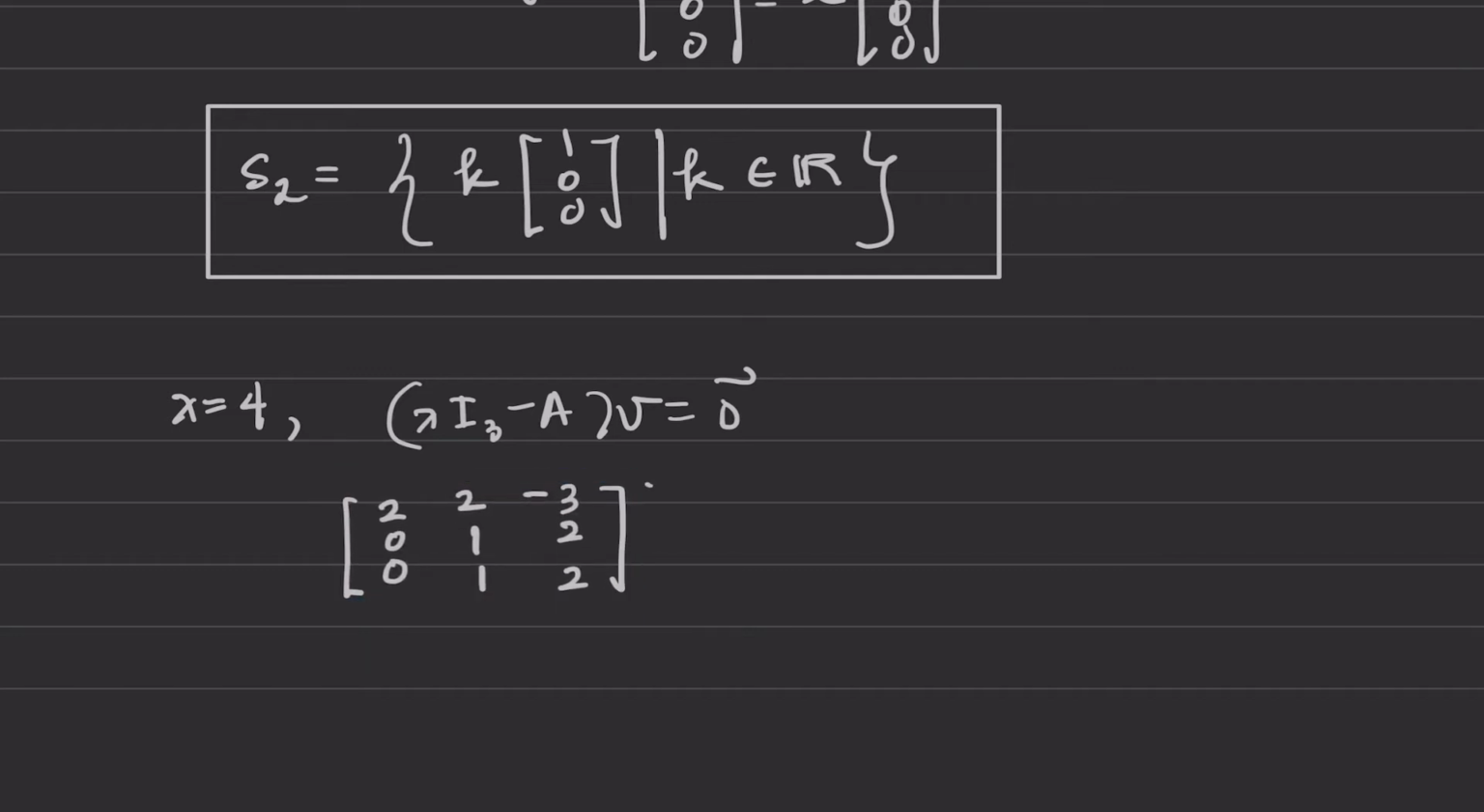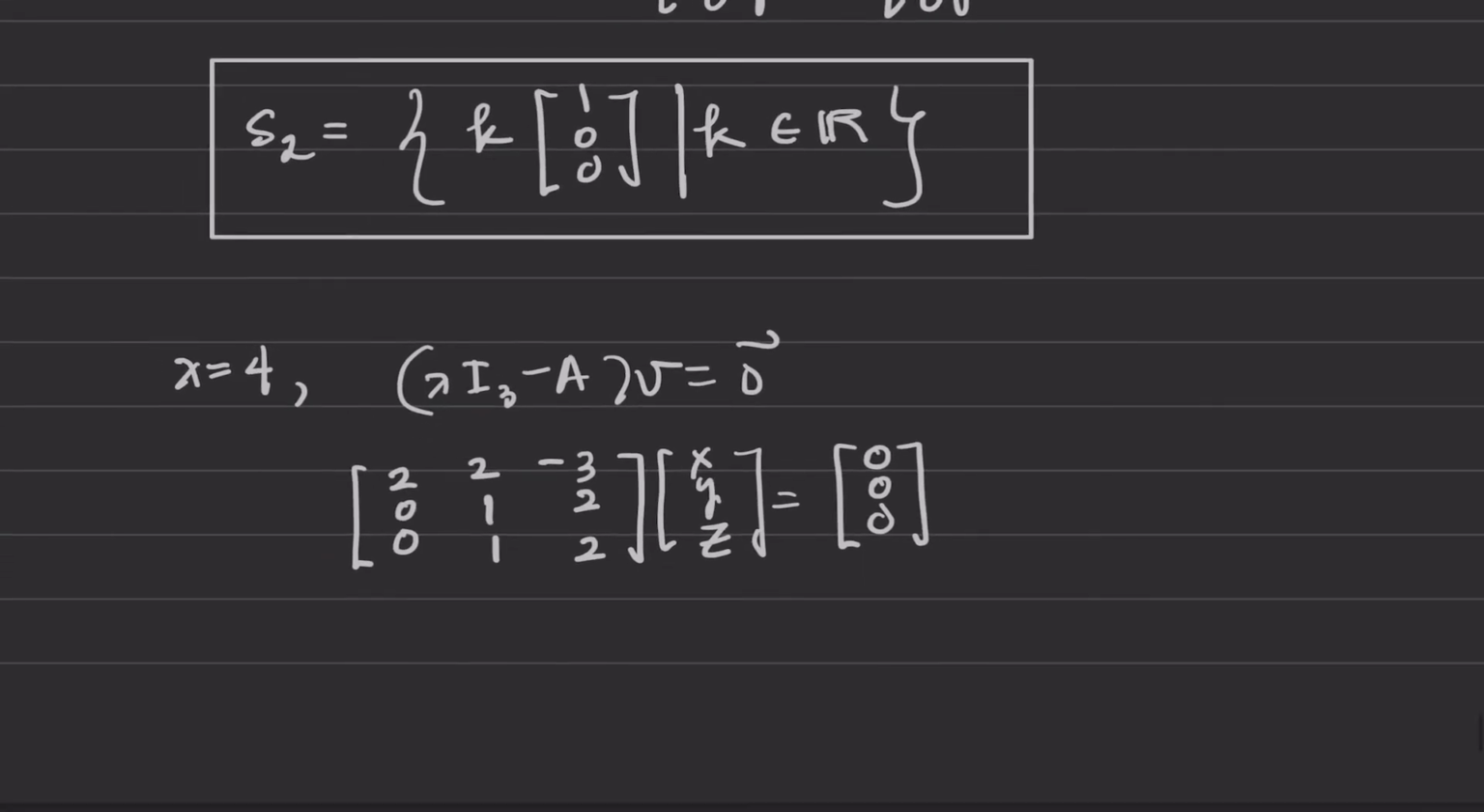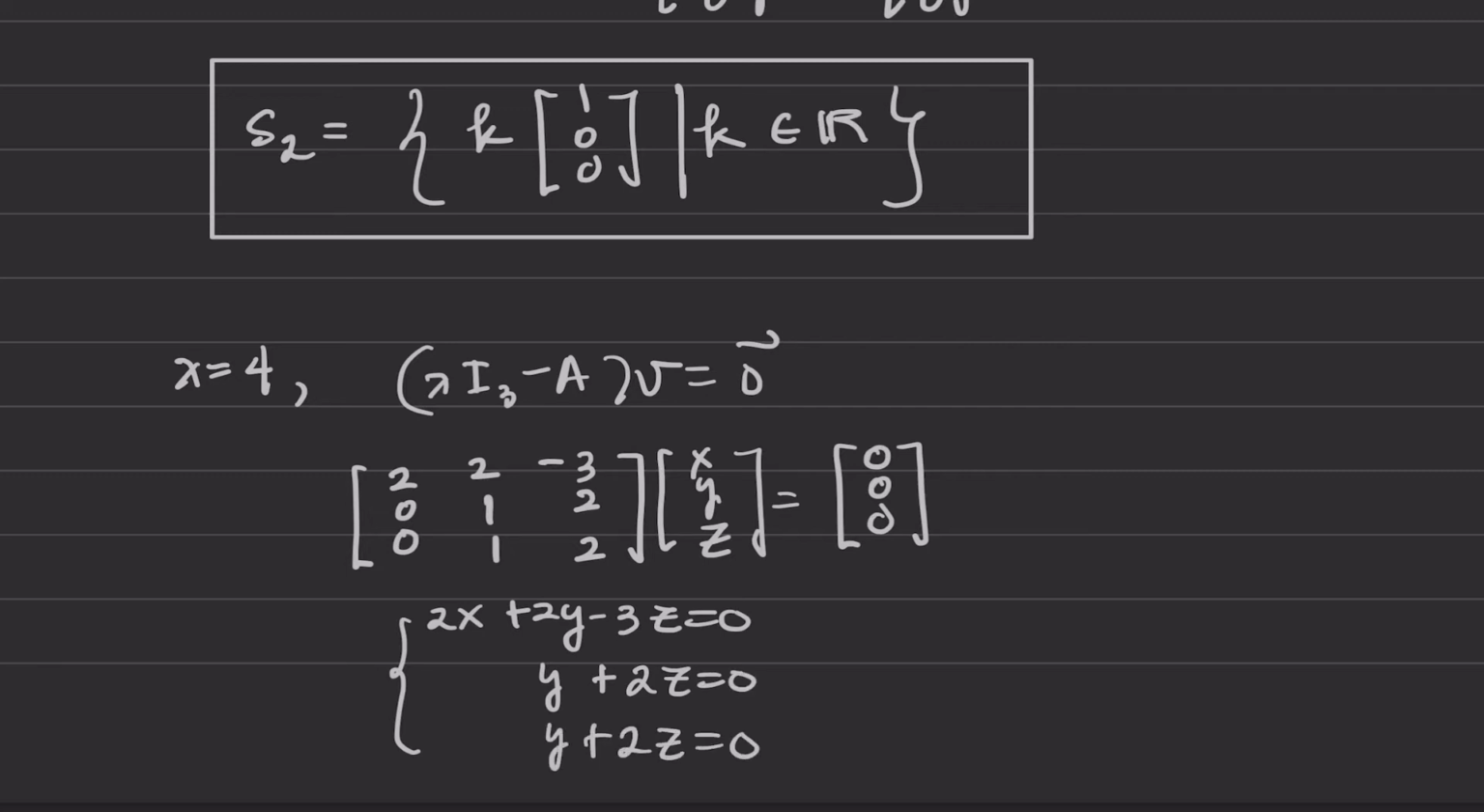Ayan. Tapos, ang V mo, XYZ equal to 0, 0, 0. Tapos, ano na ito? So, 2x plus 2y minus 3z is 0. Tapos, y plus 2z is 0. Tapos yung huli, y plus 2z is 0. So, isang equation lang talaga ito, no? So, pwede mo nang alisin yung isa.